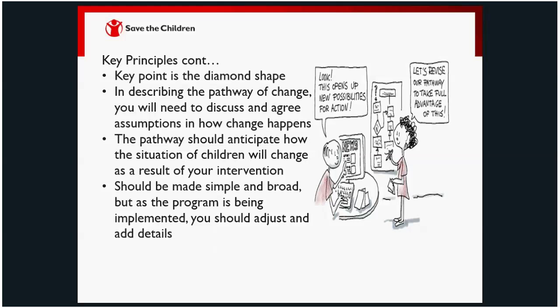In describing the pathway of change, you will need to discuss and agree on assumptions in how change happens. So when you're describing it, you need to take into account what those external influences are, what those clouds are that need to be taken into account. The pathway should anticipate how the situation of children will change as a result of your intervention. And the other underlying principle is that it should be simple, yet broad enough, but as the program is being implemented, you can adjust and add details.